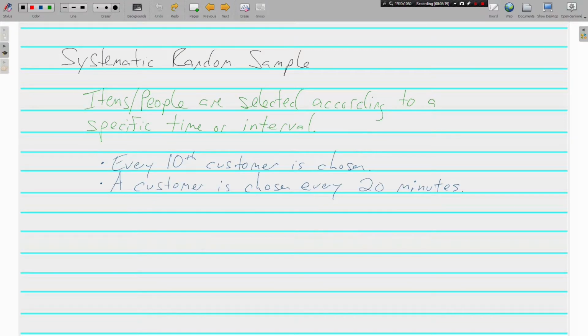The third unbiased sample that we're talking about today is a systematic random sample. Items or people are selected according to a specific time or interval. This could be something like every 10th customer that comes through the door, or a customer who's in line is chosen every 20 minutes. Sounds like a long time to wait in line, but you get the idea. Systematic is there's usually some kind of pattern to who is chosen or what is chosen.